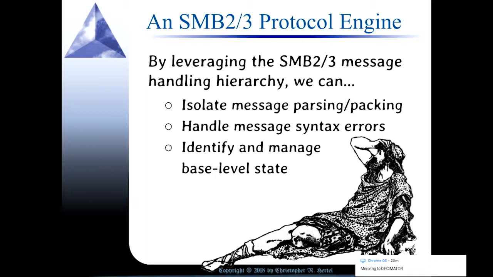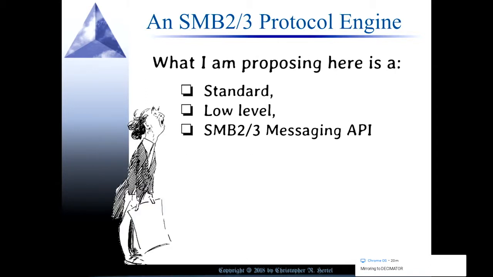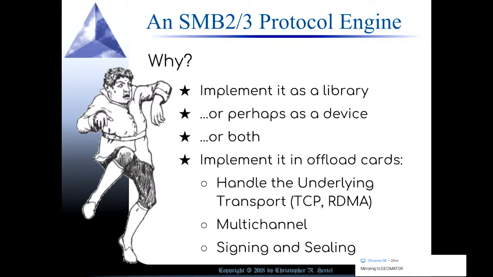And there's base level state. There's stuff at the bottom layer when you first make a connection, even before you make a connection. What dialects do I support? What capabilities do I support? Before a connection even occurs, you can establish that state for this environment. And so what I'm proposing, what I'm talking to people about is that we could create a standard low-level SMB2 messaging API. All right? So if we create that API, if we create that level, what can we do with that? And that's what I think gets interesting. It could be implemented as a library. It could be implemented as a device of some sort, a pseudo device, let's call it. Or both, a combination. That's what I have in mind.